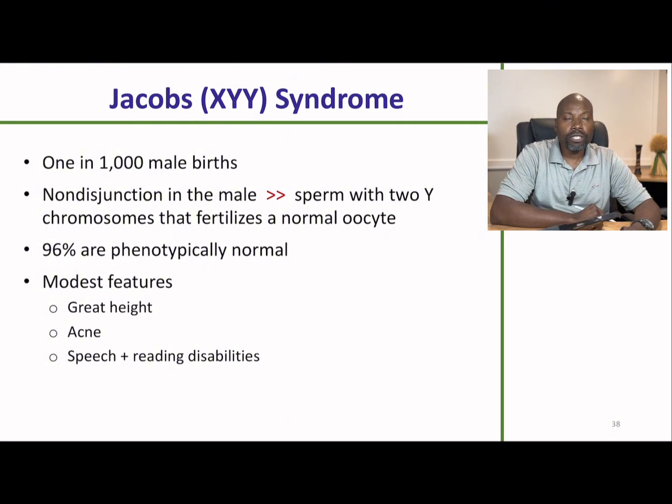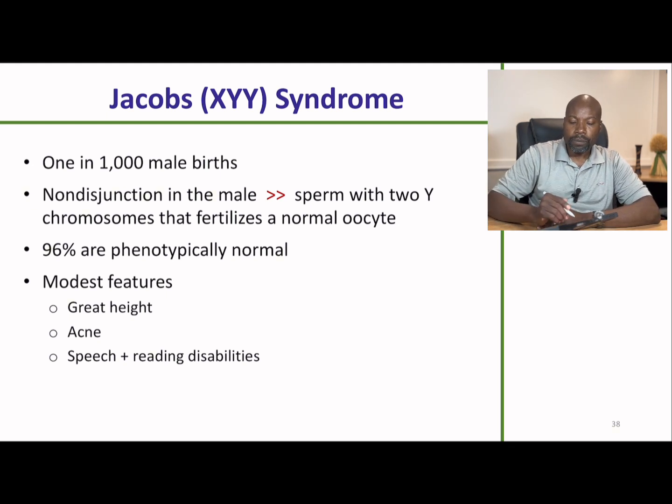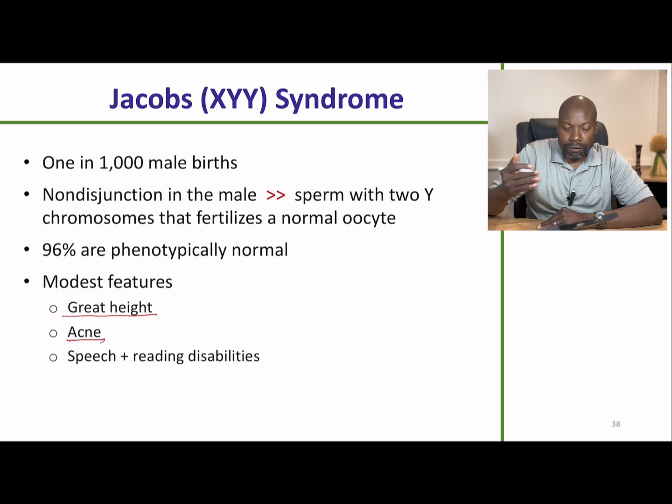Okay, the Jacob syndrome. The Jacob syndrome occurs in males where they're going to have exaggerated male features, right? Great height, for instance, is one of these features. Persisting acne, even when the individual is past maturity. They also can have speech and reading issues.